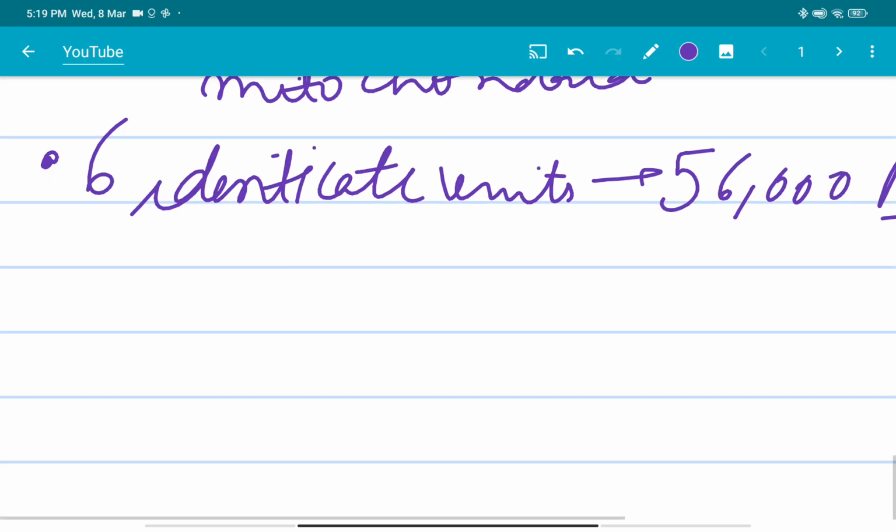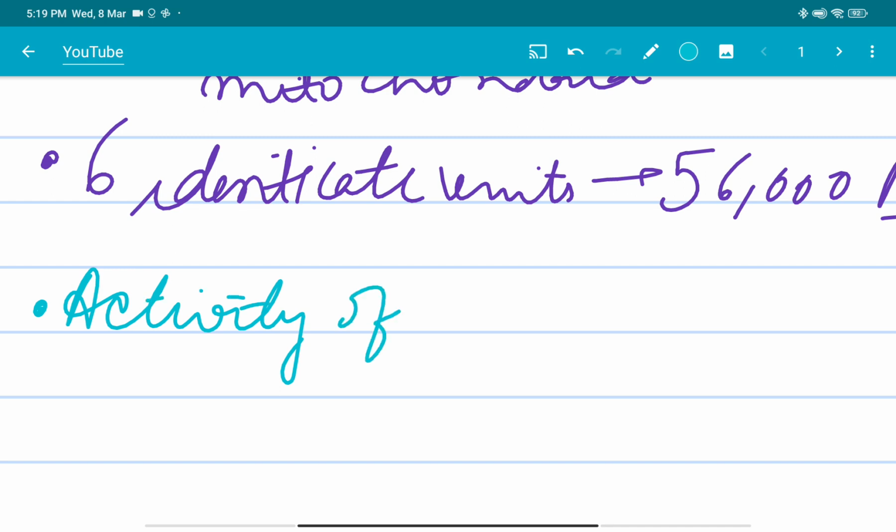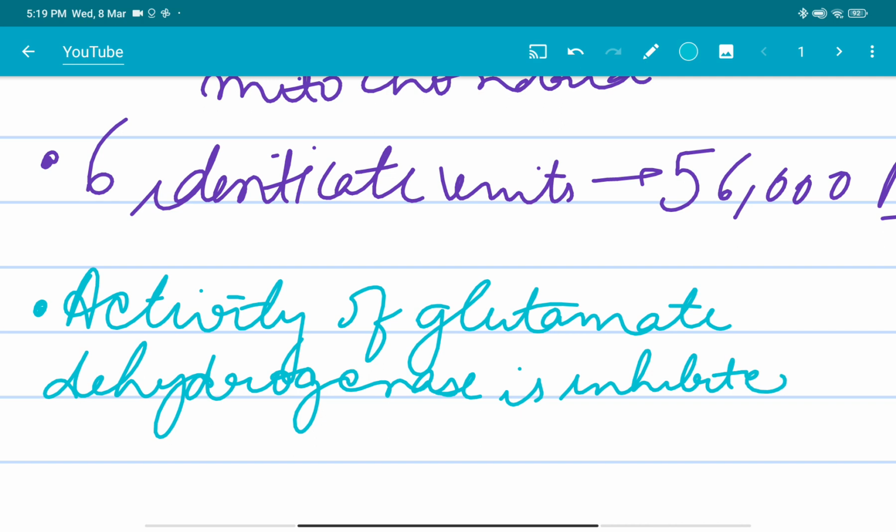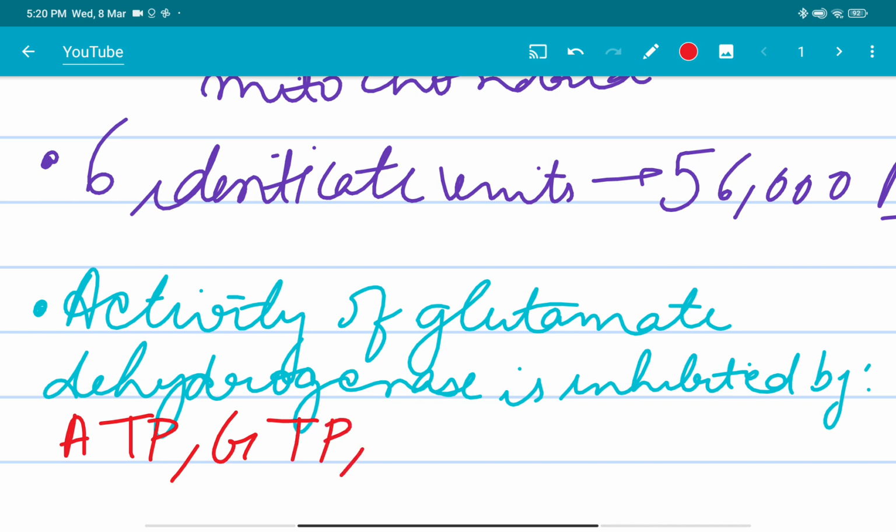The activity of glutamate dehydrogenase is inhibited by ATP, GTP, steroids and thyroid hormones.